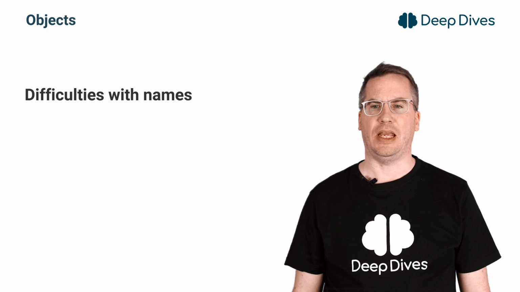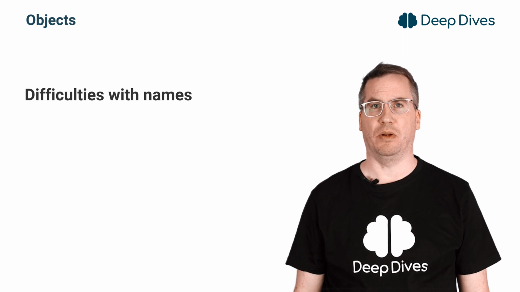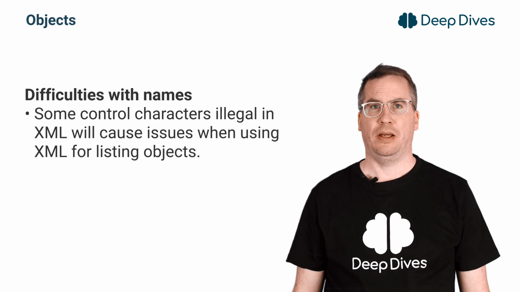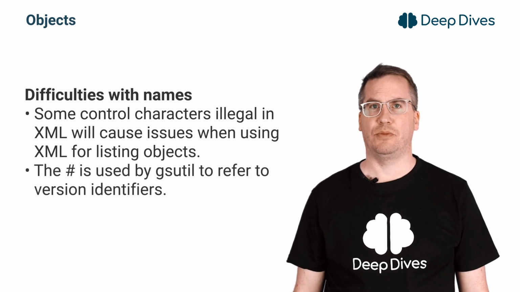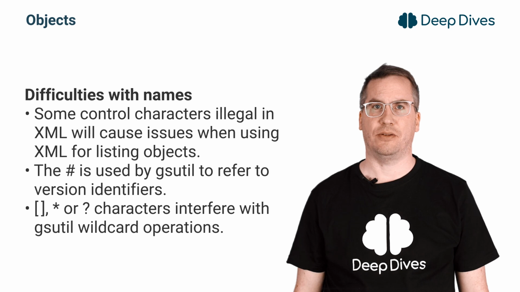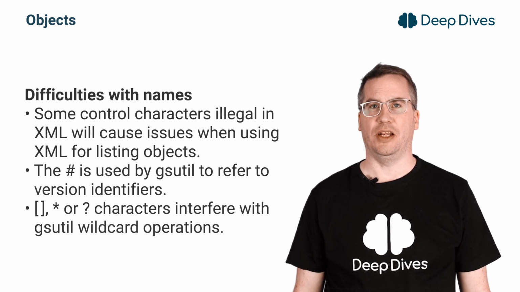Because we can basically name the object with any characters, displaying some of them might be problematic. For example, some control characters are illegal in XML. Thus, if we're using the XML API for listing objects with those kinds of characters in them, we'll get into trouble. Additionally, the hash character is used by gsutil to refer to different versions of the same object. Also, the bracket, asterisk, or question mark characters interfere with gsutil and its wildcard operations.